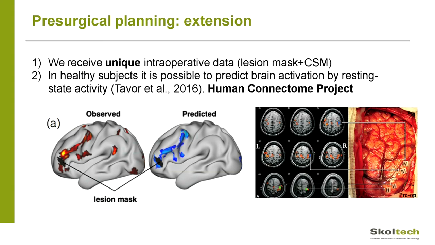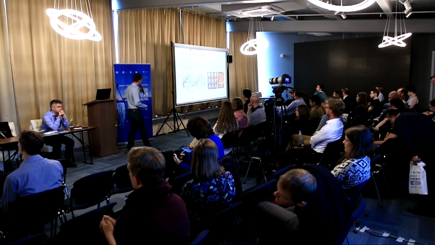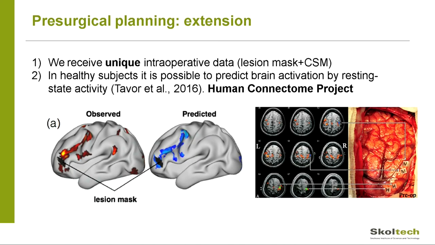First, we receive unique intraoperative data. We have lesion masks and the cortical stimulation map during the operation. There are some works built on the Human Connectome Project, for example, with normal anatomy and healthy people, showing that it is possible to predict language areas activation based only on decomposition of resting state functional MRI activity. The database is quite big, about 1,000 subjects, and that's why we can use transfer learning and have additional features to predict the task activation based on resting state, incorporating the lesion mask and the CSM maps of previous patients.